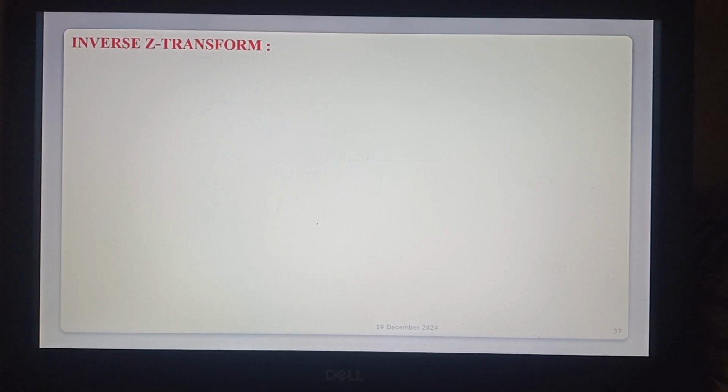Hi students, today in this lecture we're discussing the topic inverse Z transform. In the previous lectures we discussed finding the Z transform of a given sequence. Now we are finding the inverse Z transform. See the first definition and how to find the inverse Z transform.